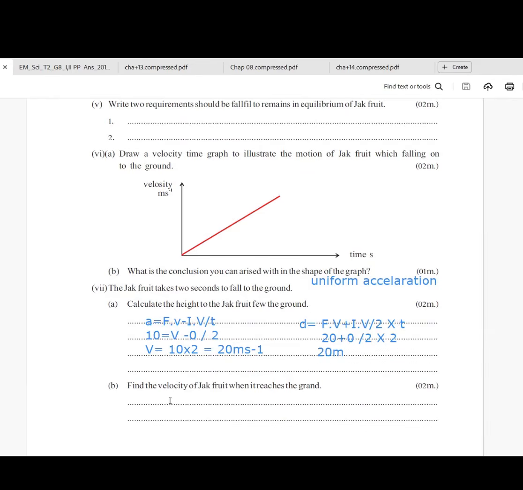Find the velocity of the jackfruit when it reaches the ground. We found the velocity here, it's 20 ms^-1. You can write that answer in the B part also.